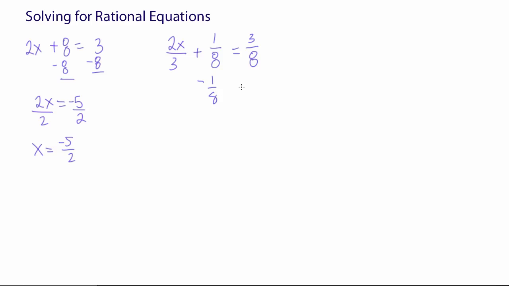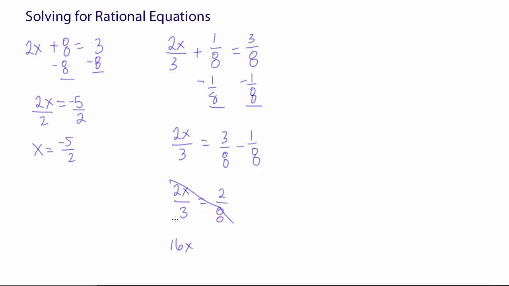Here we need to subtract 1 over 8. I'm going to move this fraction over to the other side. 2x over 3 equals 3 over 8 minus 1 over 8. An additional step just to see that they do have common denominators. We have 2x over 3 equals 3 take away 1 is 2 over 8. And we can cross multiply. 2x times 8 gives me 16x. And 3 times 2 gives me 6.